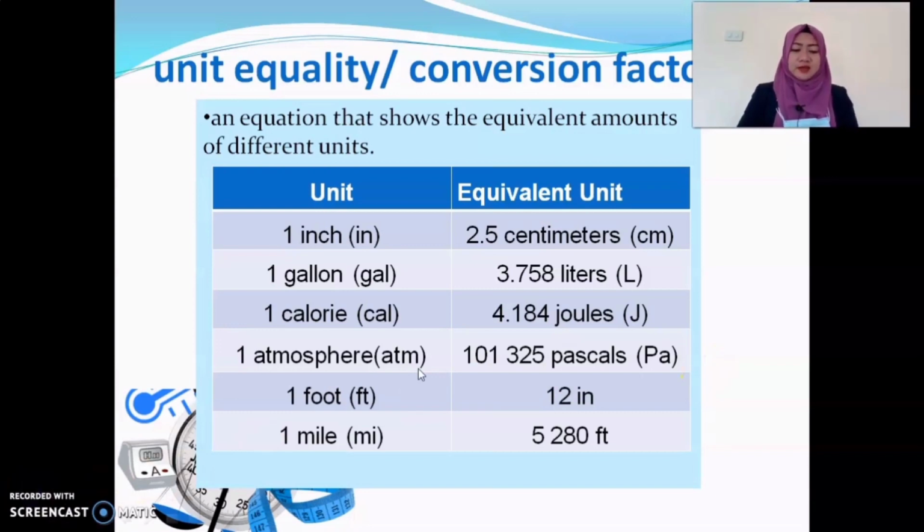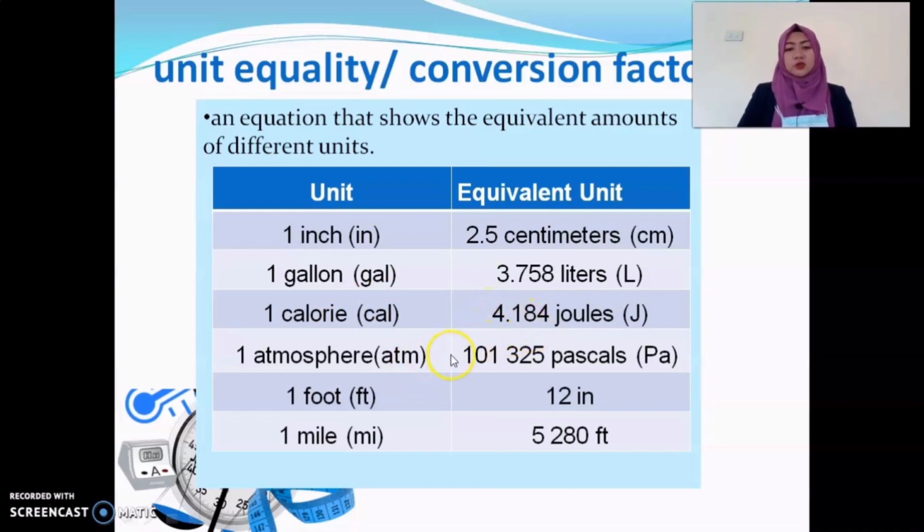Many problems in physics require the conversion of units of measurement from one to another. And this technique is what we call dimensional analysis. The starting point for dimensional analysis is the unit equality or conversion factor. This is usually an equation that shows the equivalent amounts of different units. You have to recall, for example, that 1 inch is equivalent to 2.54 centimeters. 1 gallon is also equal to 3.758 liters. 1 calorie is equal to 4.184 joules.